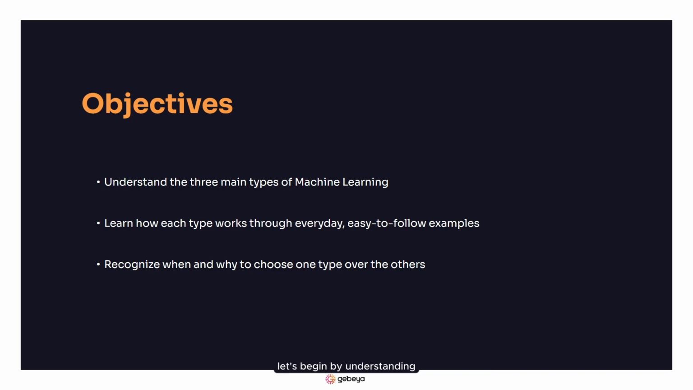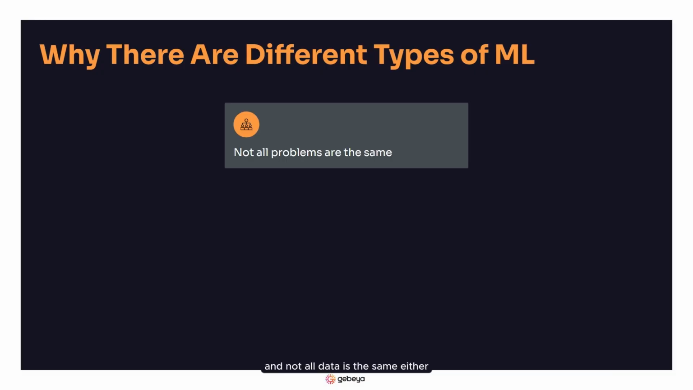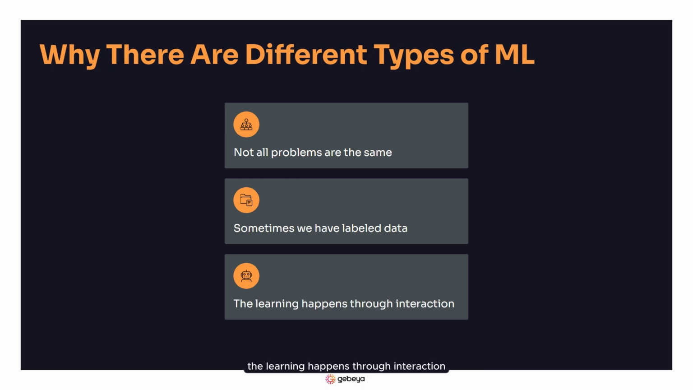Let's begin by understanding why we even have different types of ML in the first place. Not all problems are the same, and not all data is the same either. Sometimes we have labeled data, meaning we know both the input and the correct answer. Other times we have a pile of data but no answers to match it with. And in certain cases, the learning happens through interaction, much like how a robot or a game bot learns from experience. These differences in problem type and data availability are what lead to the three major categories of machine learning.